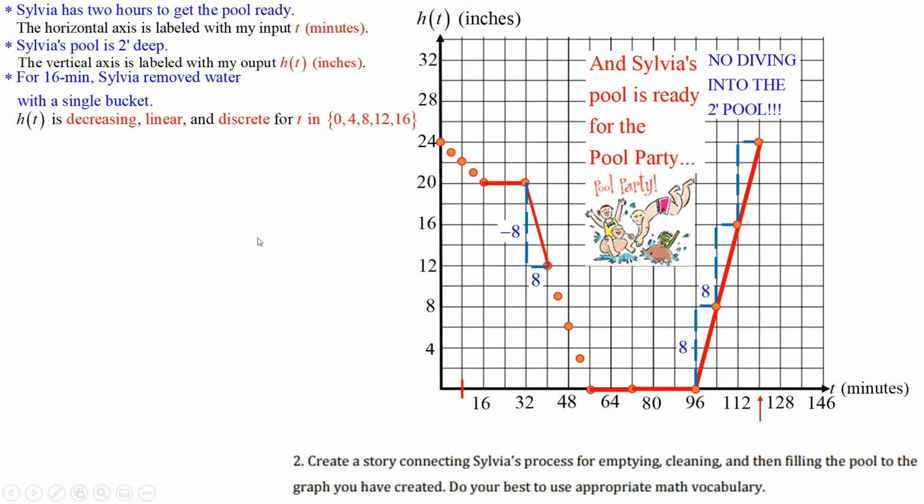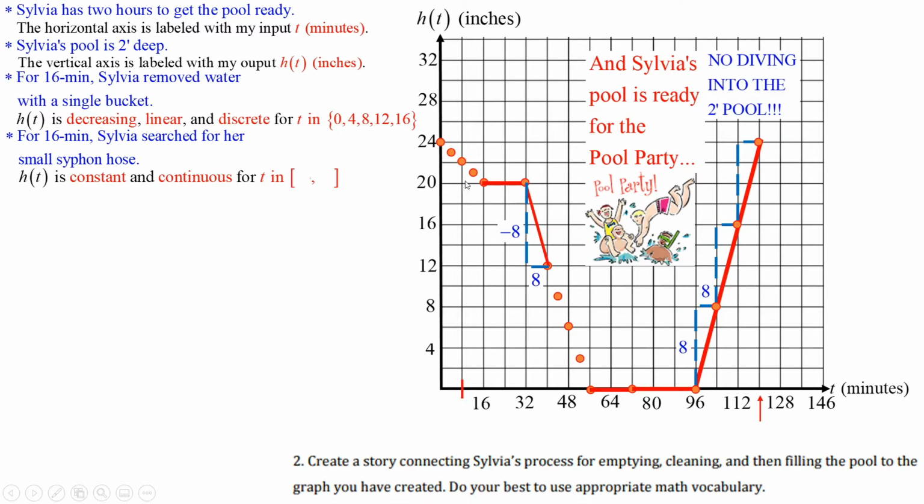Very cool. All right, then what happened? For 16 minutes, Sylvia searched for a small siphon hose. So that part of the graph is right there. It's staying constant. So let's talk about this now. H of t, we're no longer decreasing, we are constant. This is a horizontal segment. And it's also not a scatter plot. It's a segment that's continuous. For how long? For 16 more minutes, right? So for t in, well, we were at the 16-minute mark right here.